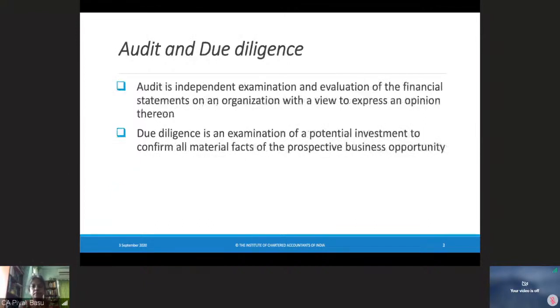All right. Now, what's the difference between audit and due diligence? Simple thing. Audit is an independent examination, first and foremost. Independence is an important aspect in an audit. So it is an independent examination and evaluation of the financial statements of an organization to express an opinion. And due diligence is examination of the potential investment to confirm the material facts which they see in the prospective business opportunity. So they are very different.